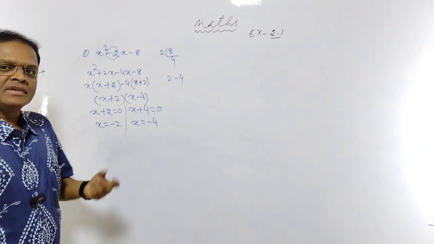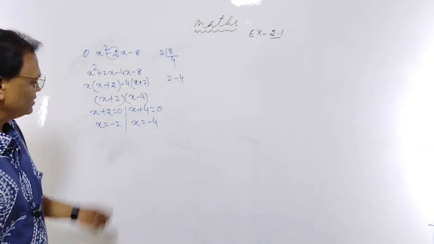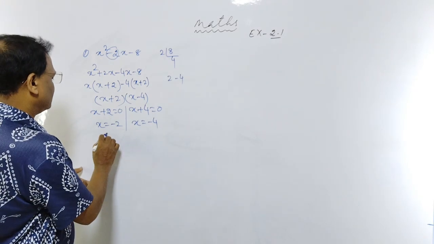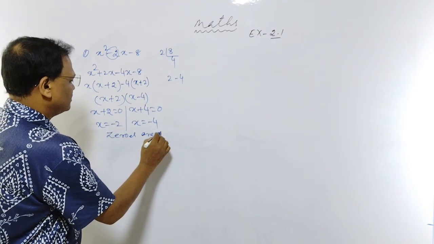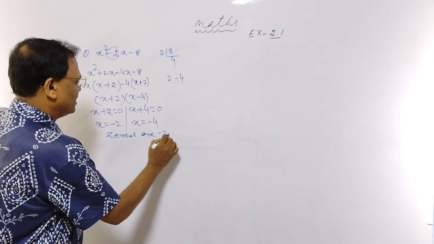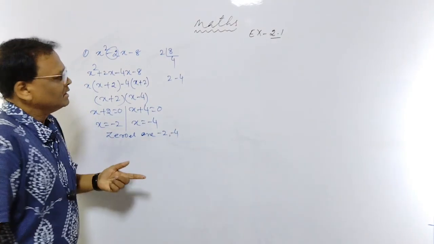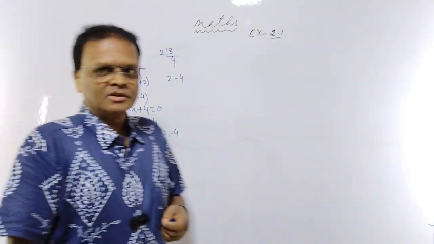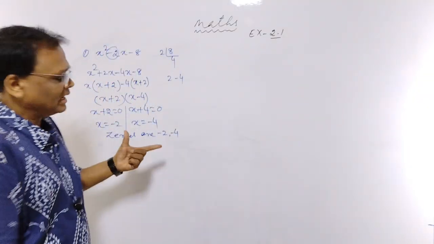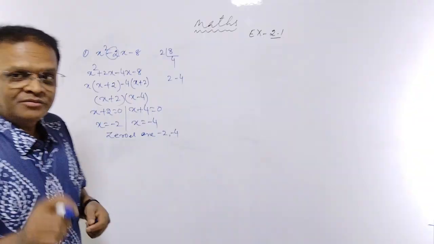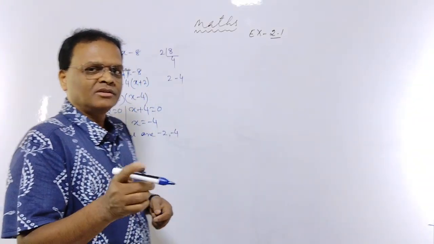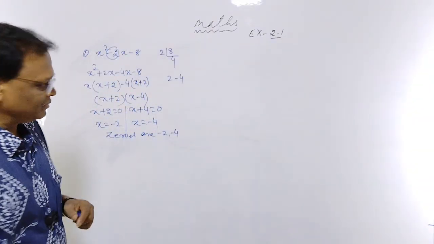So what I got? I got two zeros. What are those two zeros? The zeros are minus 2 and minus 4. So first part of the question was find the zeros. So I found the zeros. But again what is it telling? Verify the relation between the zeros and coefficient. Now I'll do the verification.